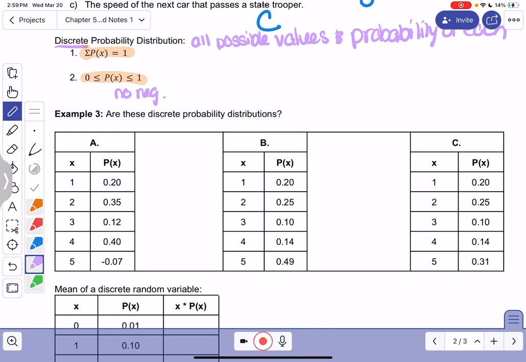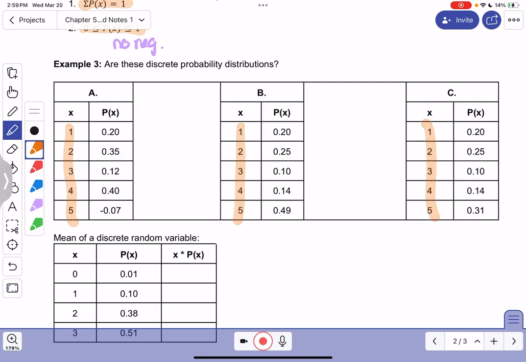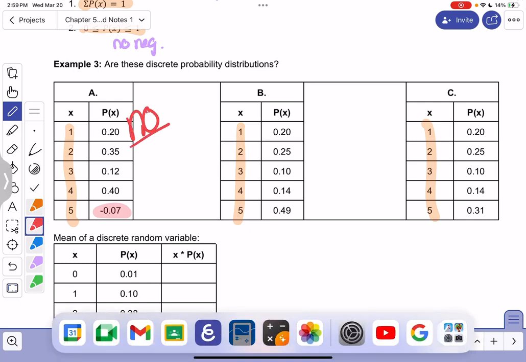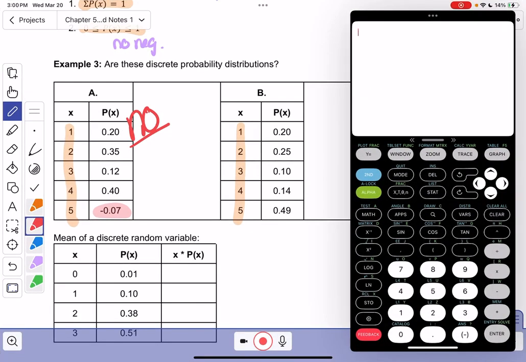So check it out, look at it, and see what you think. Well, all of them have discrete x values, so they're all discrete. Now we need to decide if they're probability distributions. This one has a negative, so that negative instantly makes this not a probability distribution. For B, they're all positive, they're all between 0 and 1, so we need to add 0.2 plus 0.25 plus 0.10 plus 0.14 plus 0.49, which gives us 1.18. That's over 1, so this is also not a probability distribution.